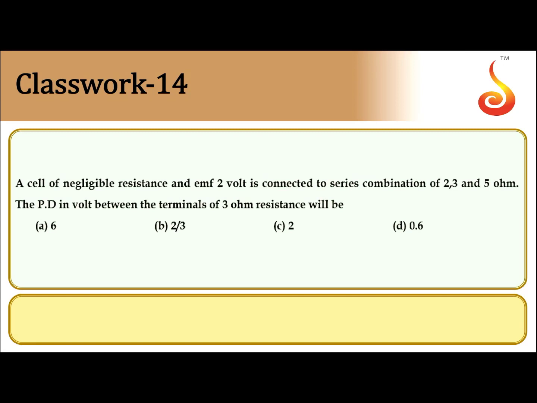Next one. A cell of negligible resistance and EMF 2 volt is connected to series combination of 2, 3 and 5 ohm. The potential difference in volt between the terminals of 3 ohm resistance will be. So the potential difference delta V is equal to I into R. And now, what is that current? So, current I is equal to 2 by 10. And what is the resistance? 3. So, the potential difference is 0.6 volt.